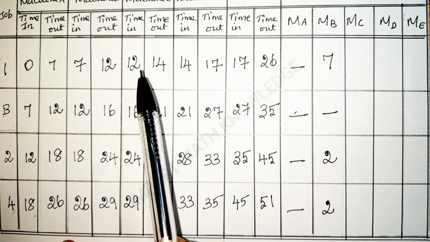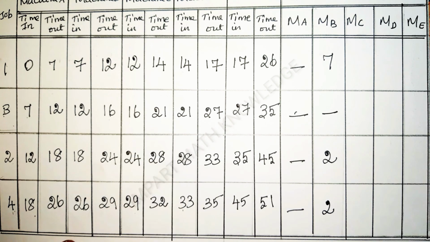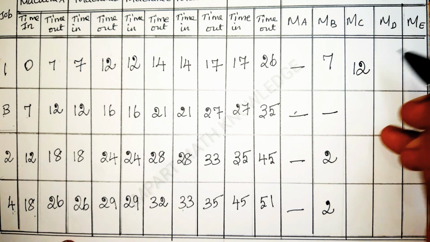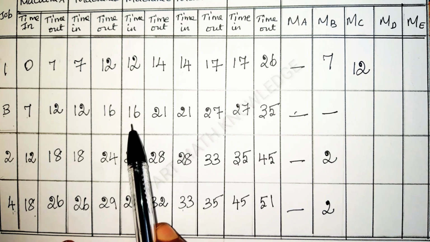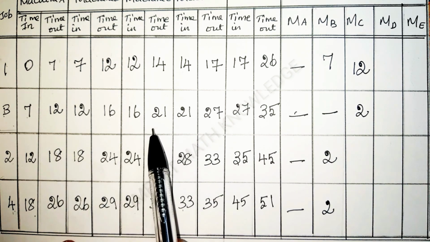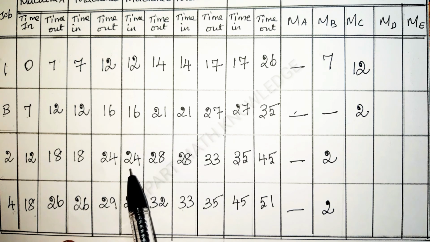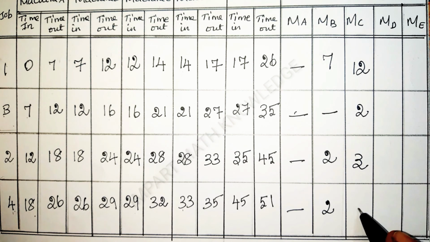Next we find the idle time for machine C. Machine C starts the first work at the 12th hour. So the first 12 hours is idle time for machine C. And here time out is 14 and the third job starts at the 16th hour. So 2 hours idle time. Job 3 completes the work at 21. Job 2 starts the work at the 24th hour. So 3 hours idle time. Job 2 completes the work at the 28th hour. But job 4 starts only at the 29th hour. So 1 hour idle time.